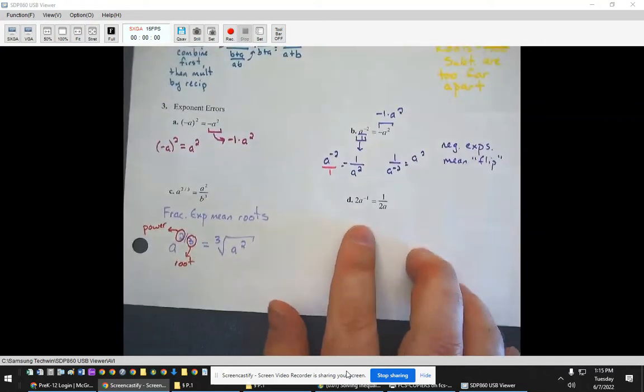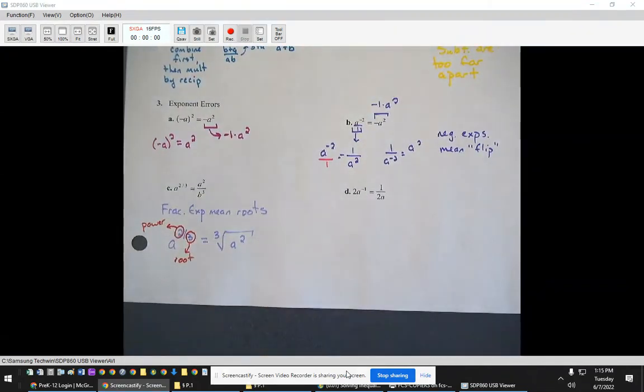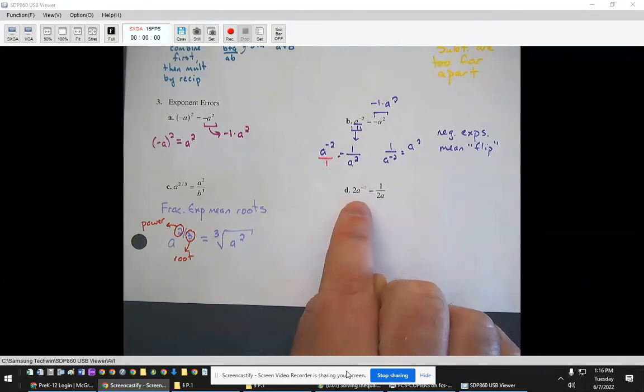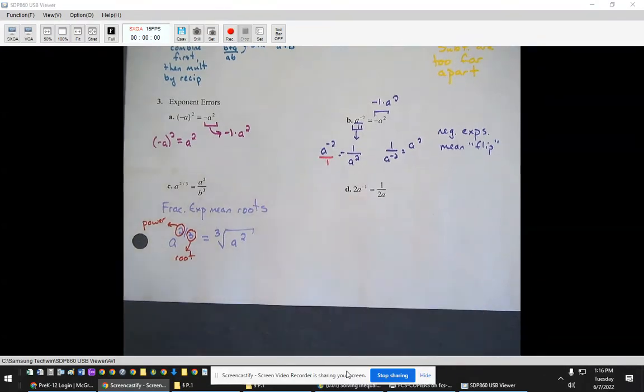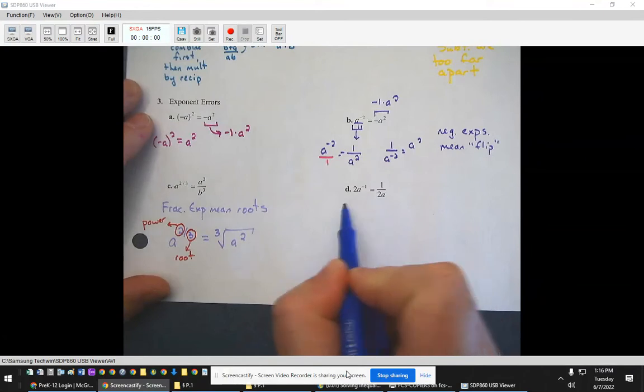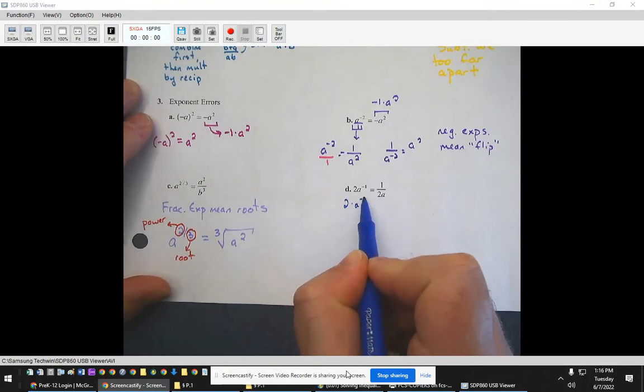And then over here, a common mistake is who is the exponent connected to? If you look at this problem, this is overall a multiply problem. There is a multiply between the 2 and the a here. This is 2 times a to the -1.